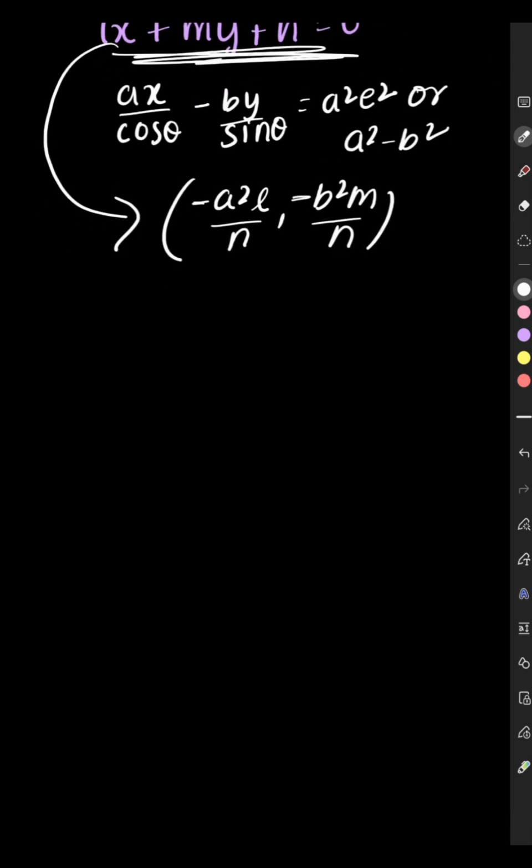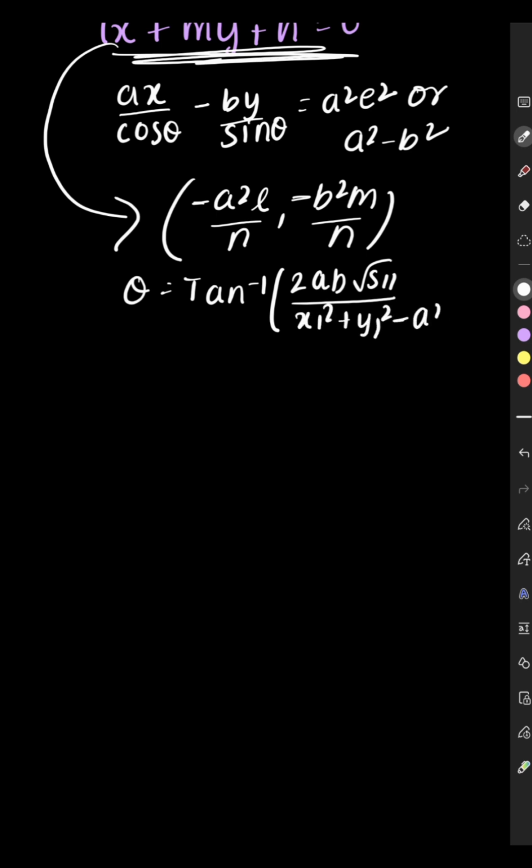Now if two tangents are drawn from an external point onto the ellipse, the angle between them is going to be tan inverse of 2ab root S11 upon x1 square plus y1 square minus a square minus b square, x1 and y1 being the external point coordinates from which the tangents were drawn.